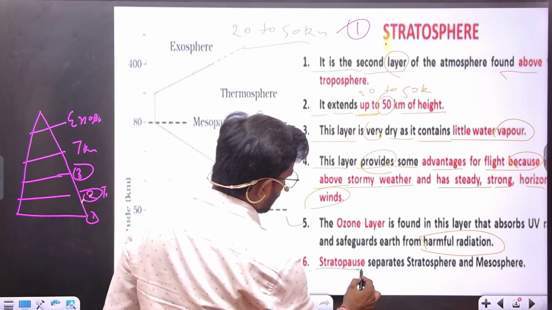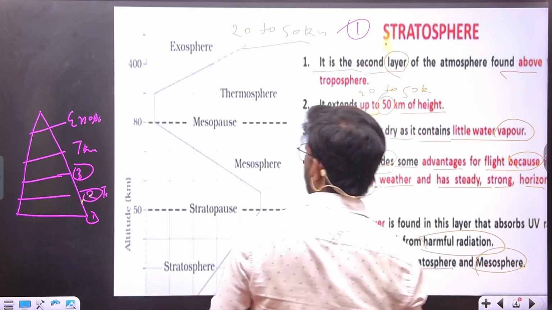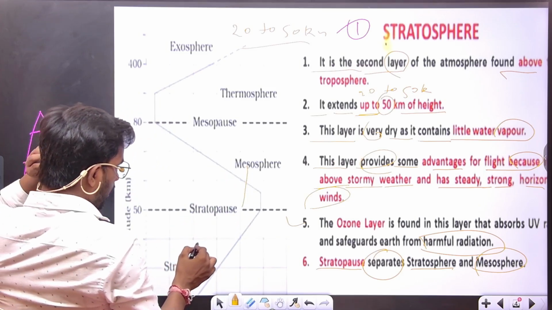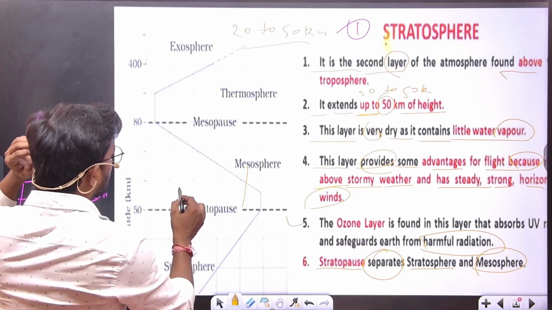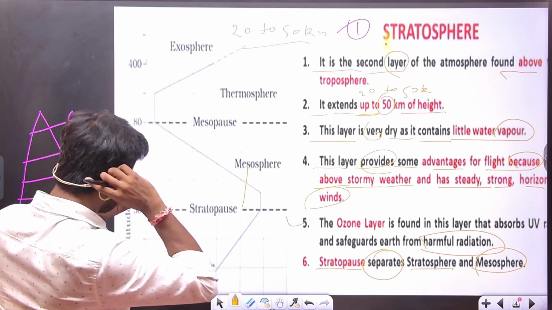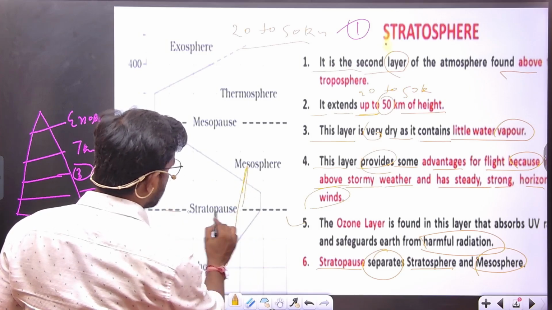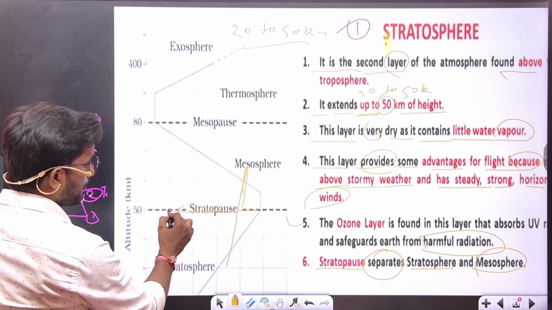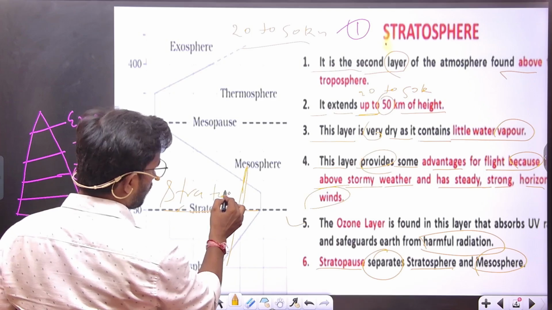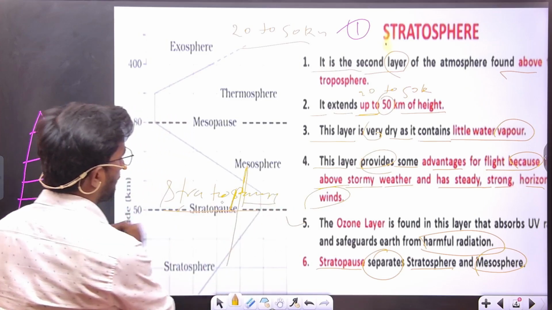And the stratopause separates the stratosphere and the mesosphere. This lane is between the stratosphere and the mesosphere. Understand me? Understand the point?